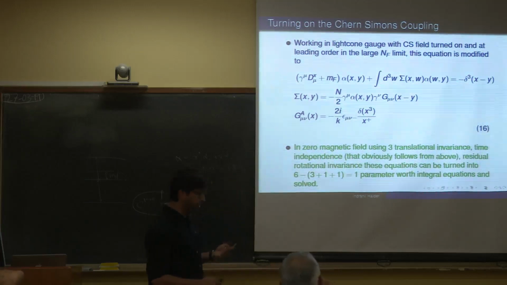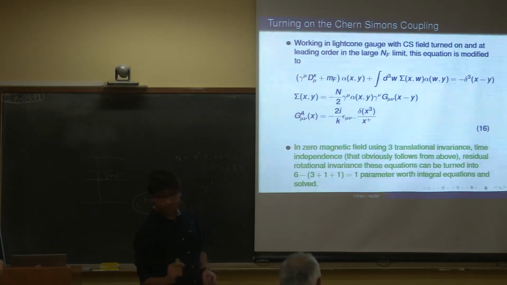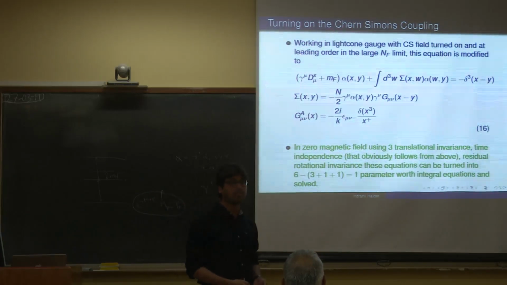So now you had 3 translational invariances, 1 time independence, and we have this rotational invariance. We are working in the gauge in which we are preserving rotation. So these are 5 symmetries you have, and the problem was dependent on 6 parameters because x has 3 components and y has 3 components. So effectively it is a 1 parameter family of non-trivial equations. Because these are integrations, you will get non-linear integral equations in 1 variable, and then you solve them.